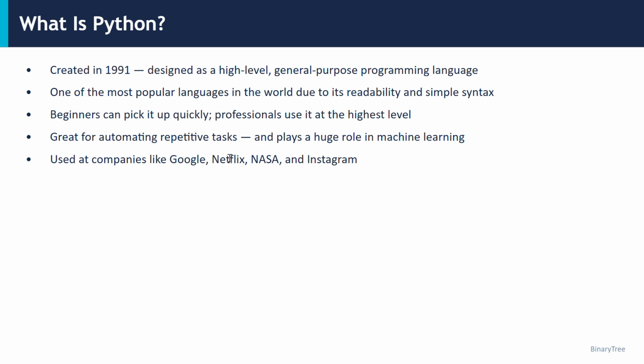So what is Python? As I'm sure a lot of you already know or have heard of, Python was created back in 1991 as a high-level general-purpose language, and it's become one of the most popular in the world, mostly because it's so readable. Beginners pick it up quickly, but professionals use it at the highest level. It's fantastic for automating repetitive tasks, and it plays a huge role in machine learning, and it's everywhere in the industry. Google, Netflix, NASA, and Instagram all run on Python.